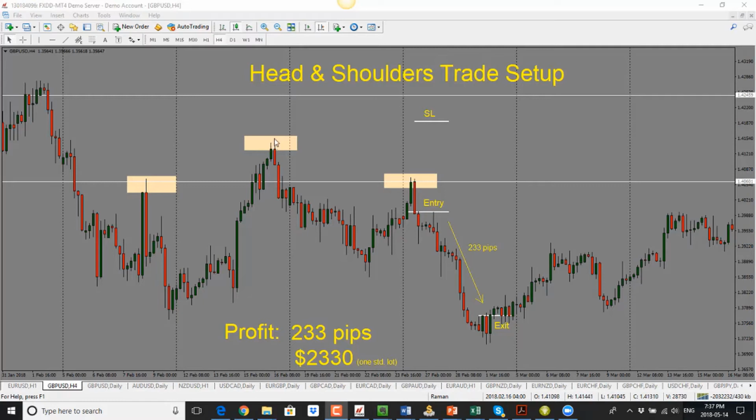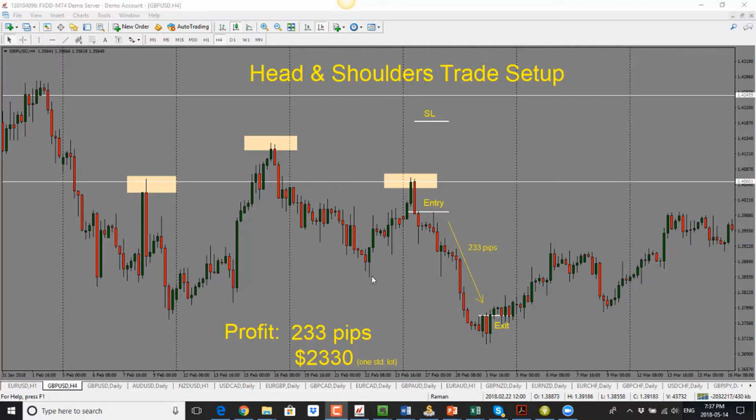Our stop would go above the head. We just want to make sure there's enough room for the trade to breathe, just in case price decides to go and test the level once again. Once we enter the trade short, we stay with the trade for as long as price moves lower. Here we can see that price continues to move lower.